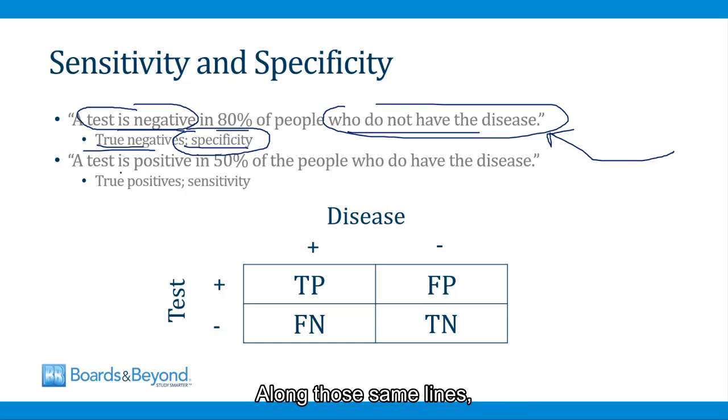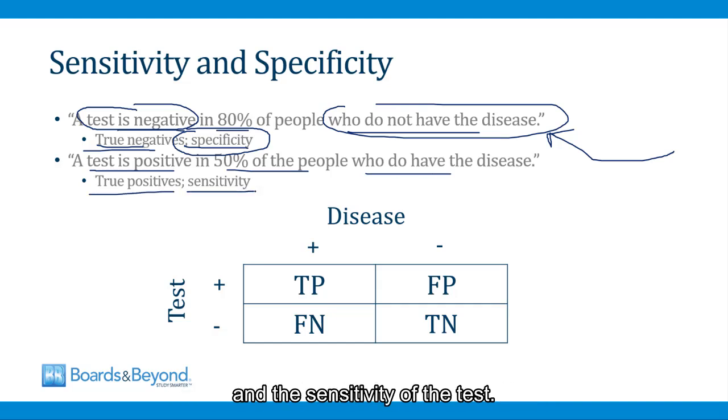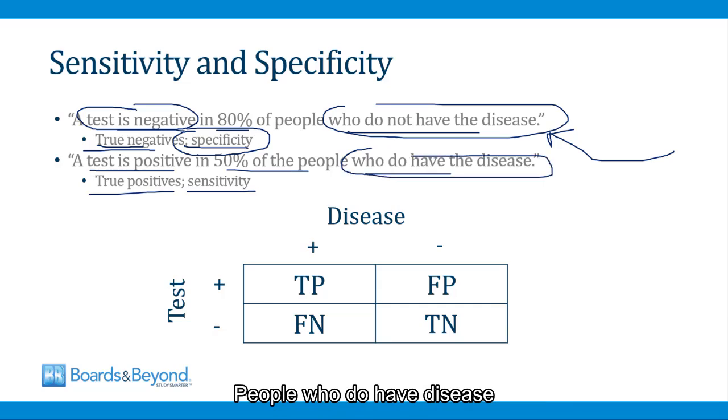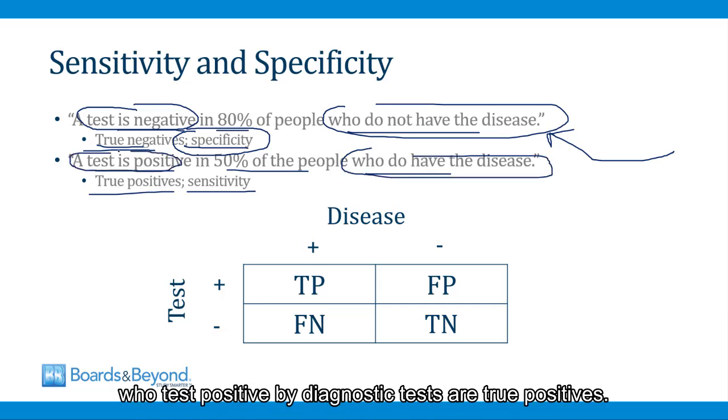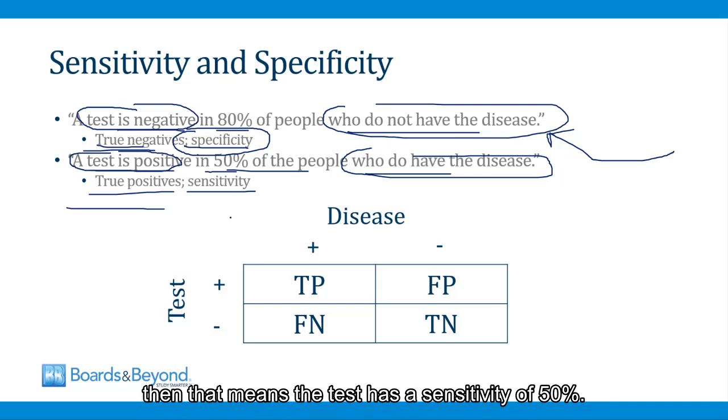Along those same lines, if they tell you a test is positive in 50% of people who do have the disease, then they are describing the true positives and the sensitivity of the test. People who do have disease who test positive by a diagnostic test are true positives. And if true positives are 50% of the population, then that means the test has a sensitivity of 50%.